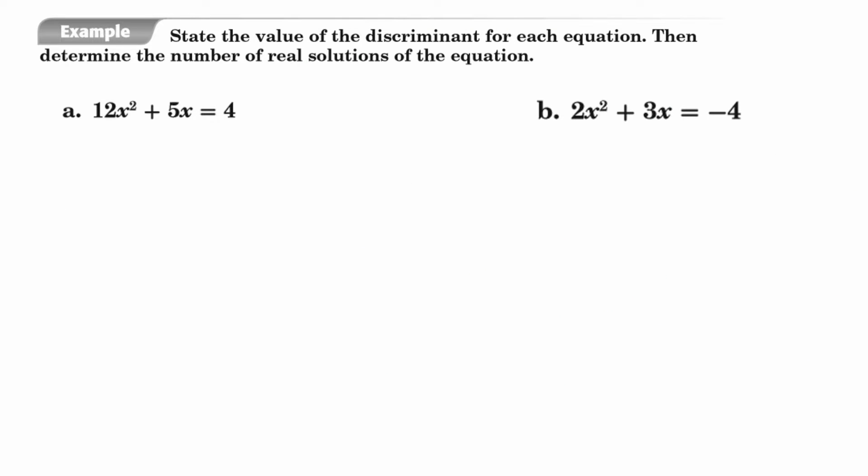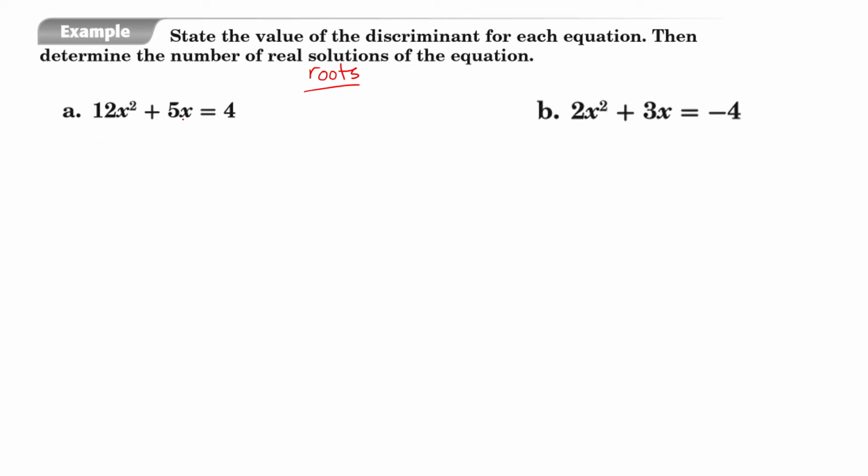All right, let's take a look at those examples that are on the worksheet. They're all worked out for you, but sometimes that's not helpful, so I'm going to do them step by step. You can follow along. All right, the first one says 12x squared plus 5x equals 4. And we want to state the value of the discriminant for each equation and then determine the number of real solutions for the equations, or roots.